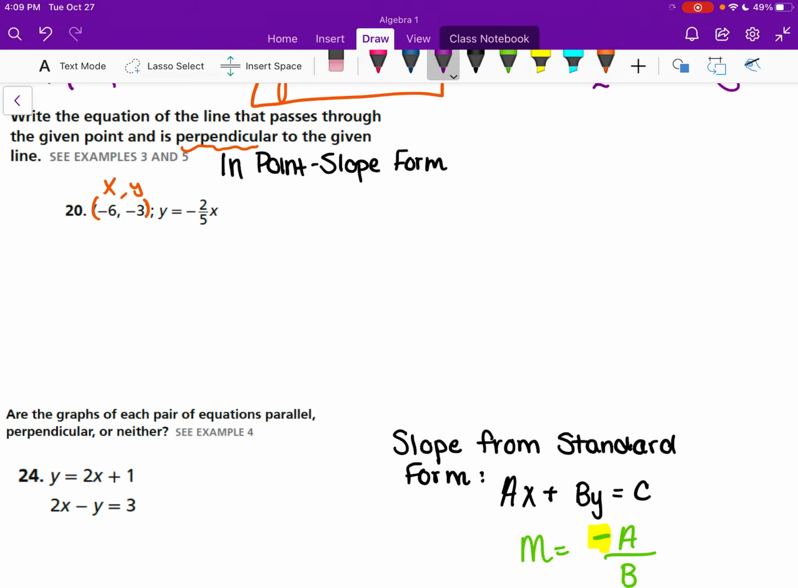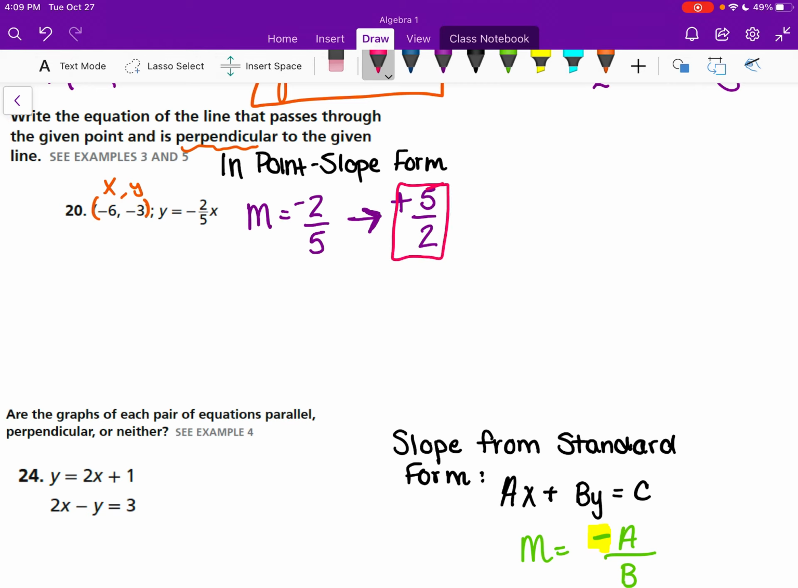Well, this slope is -2/5. If we want to be perpendicular to that, then I'm going to need to change my sign, so it'll become a positive, and I'm going to need to flip my fraction, so that's going to become 5/2. So my perpendicular slope is now +5/2.